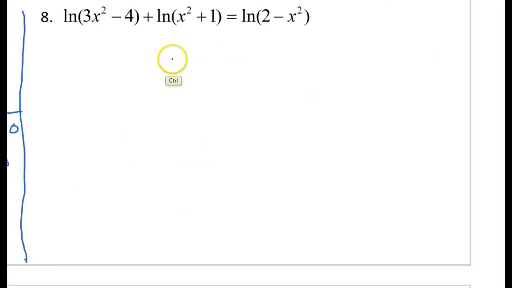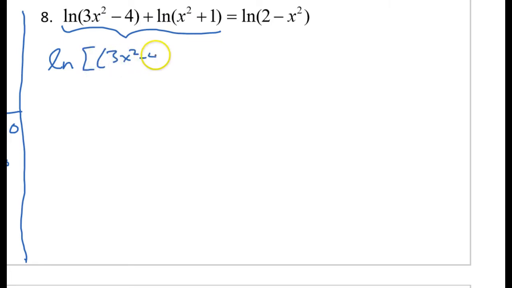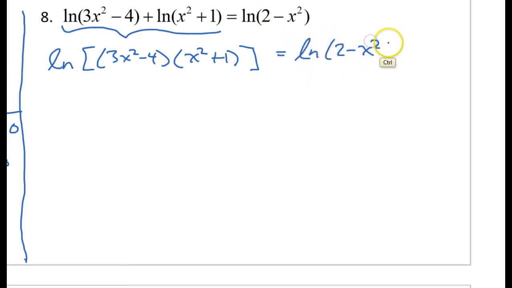Let's do one more problem. Again, we can combine these using the product rule. So this will be the same thing as the natural log of 3x squared minus 4 times x squared plus 1. Okay, and that should equal the natural log of 2 minus x squared. So we will need to go ahead and multiply these together and see what happens.